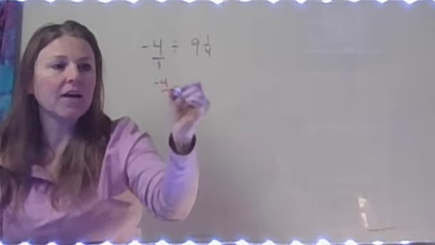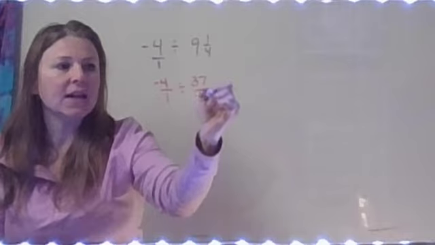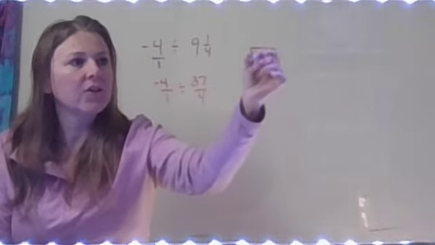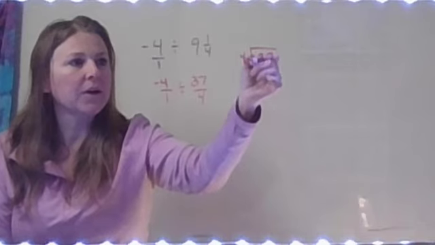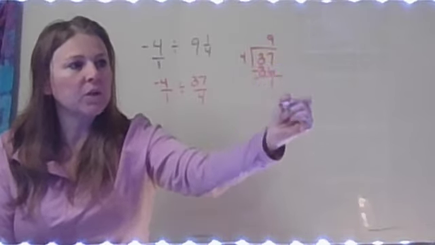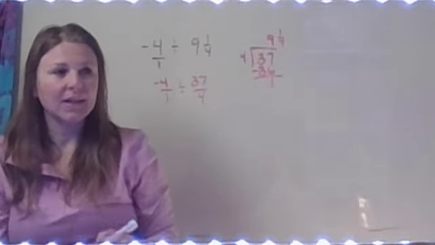So we really have -4 over 1 divided by 37 divided by 4. You can check and make sure that you're right. 37 divided by 4, 4 times 9 is 36. You're left over with 1, so that's 9 and 1/4. So yep, we did that right.